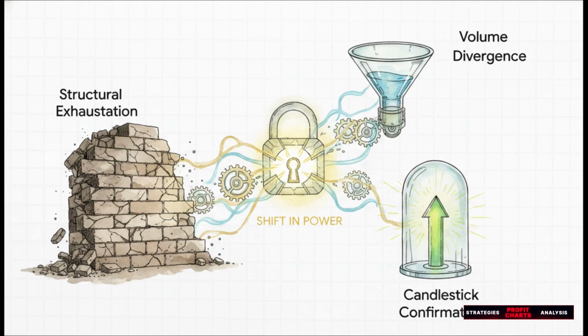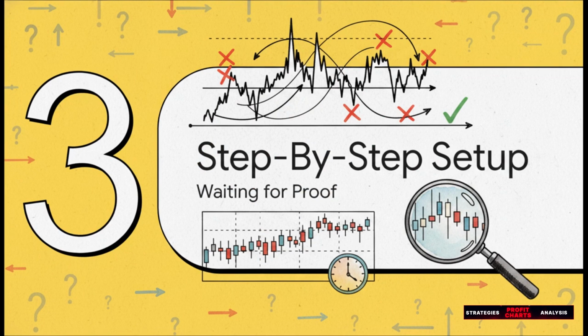And here is the kicker. If these three signals fail to fully materialize, the trap is confirmed, and the original dominant trend is almost guaranteed to resume. That right there is your cue to trade the continuation. Which actually brings us perfectly into Section 3, our step-by-step setup.